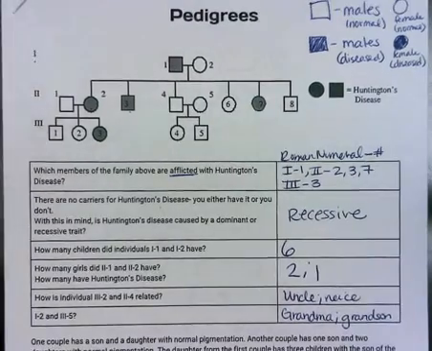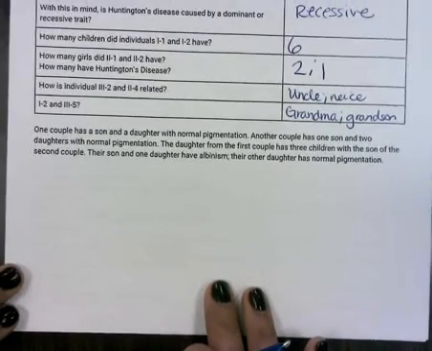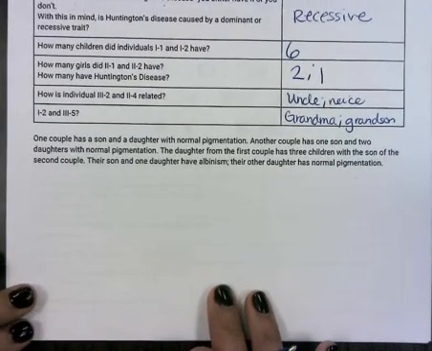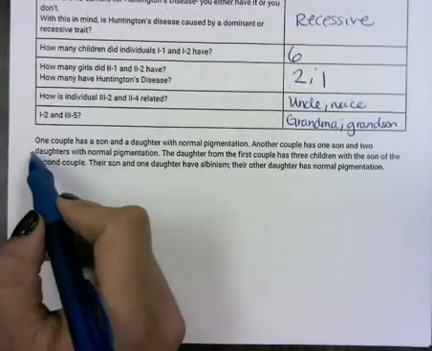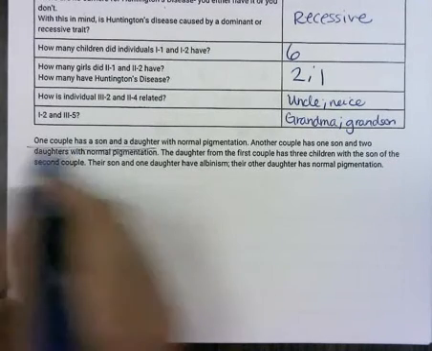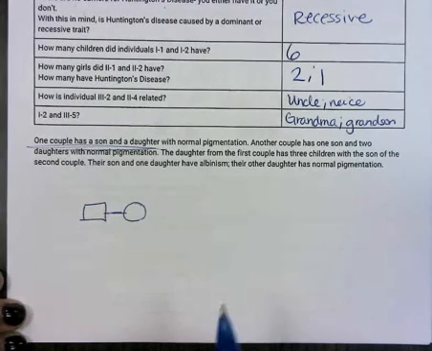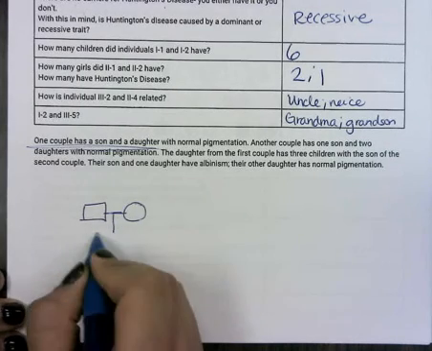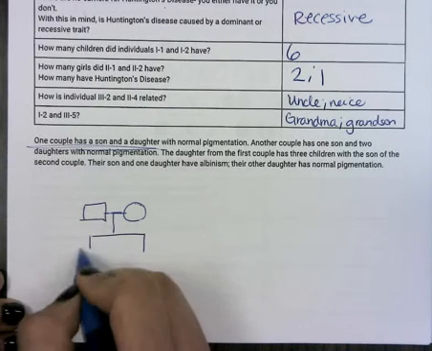Okay, so that's kind of how you read pedigrees. If we go down towards the bottom, this is actually a word problem. How we do word problems is you're going to draw it out, and you want to go line by line so that way it's easier for you to understand it. So it says one couple has a son and a daughter. A couple would be a boy and a girl. Again, show the line for mating. And then you would draw the children. So a son and a daughter.